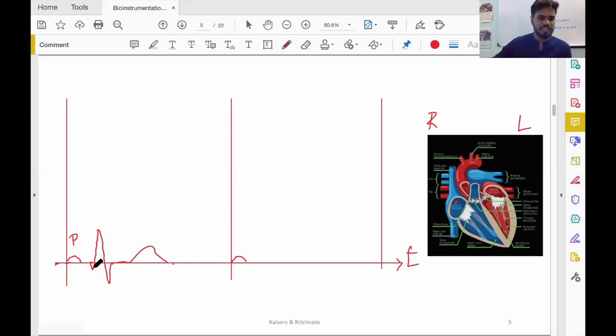For now, the standard ECG looks like this. Initially, as the bottom chambers get excited, we get this big complex over here, which is known as the Q, R, and S. Fine. So this is a 1D projection of this cardiac charge distribution, the dipole vector of the electrical activity.